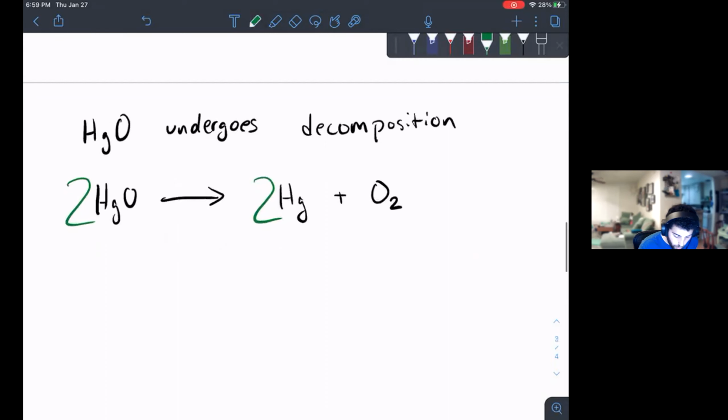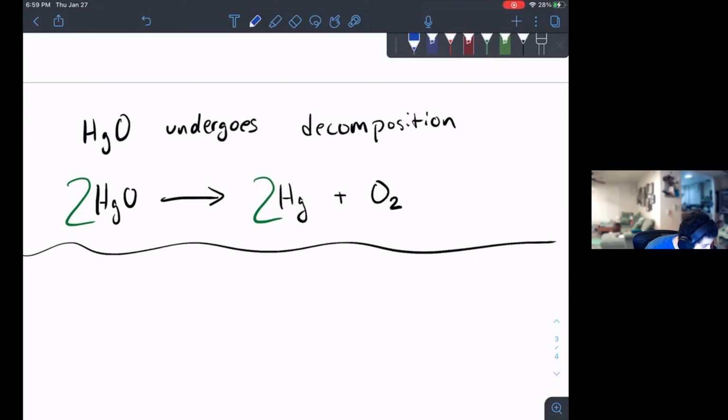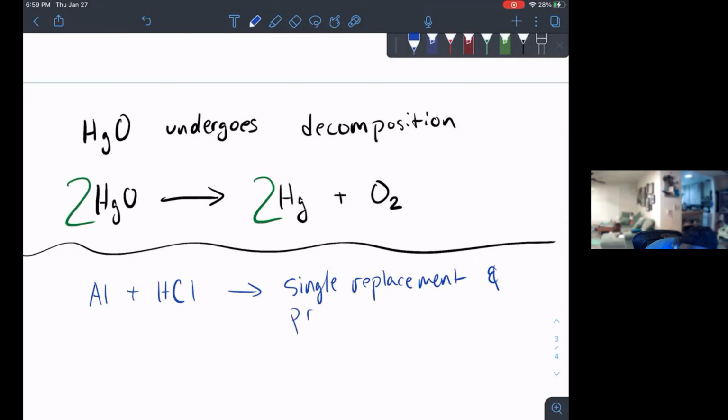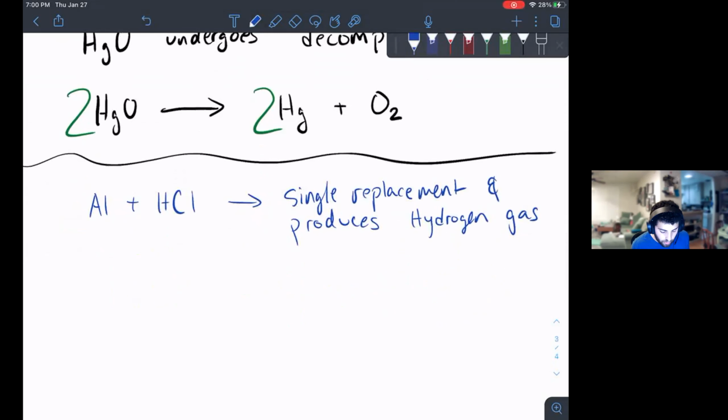One more example of where we don't even have to give you the products is, let's say, aluminum plus hydrochloric acid undergoes single replacement and produces hydrogen gas. Now that we've given one of the products, we know what's being replaced.